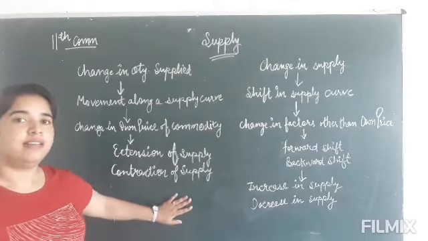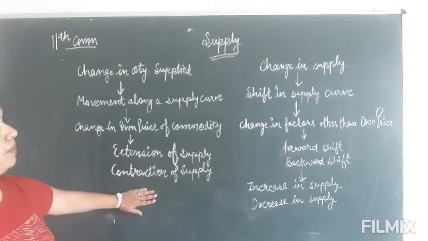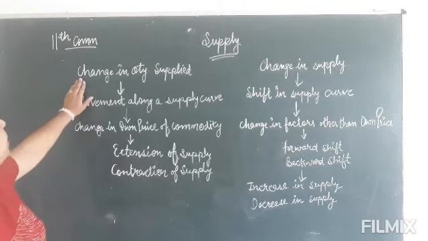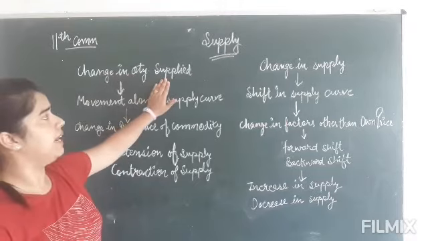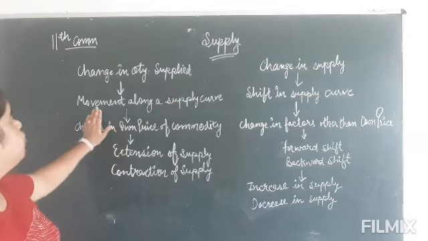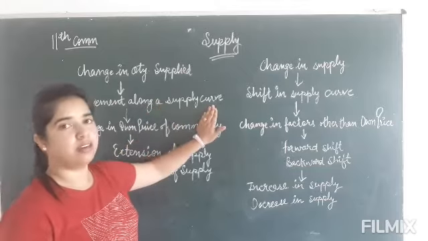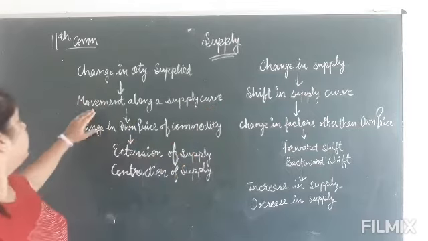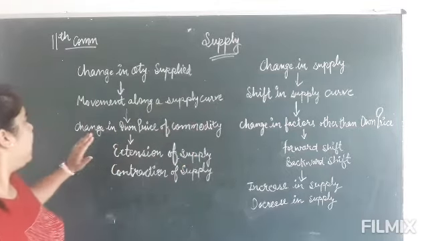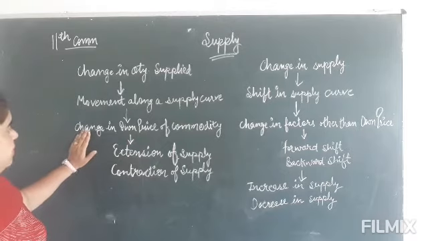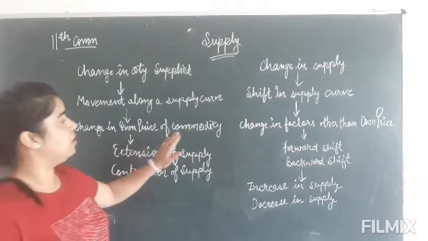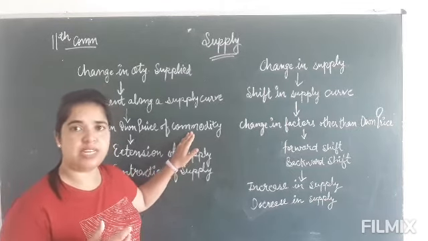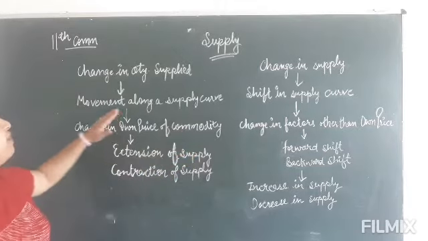Now see here, for the change in supply or change in quantity supplied, what names are we going to give? First is change in quantity supplied, that can also be called movement along a supply curve. How that movement occurs we will see in the diagram. Movement along the supply curve is because of the change in own price of the commodity.